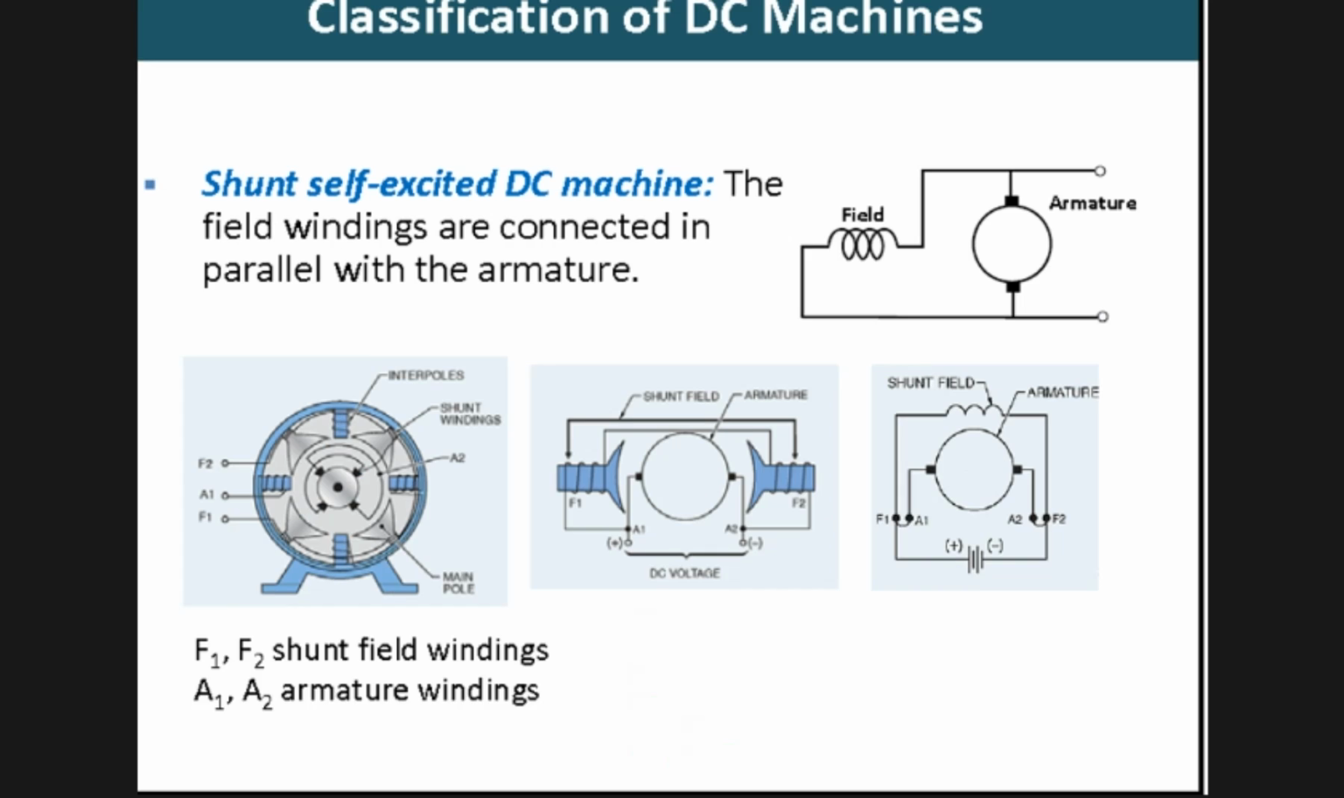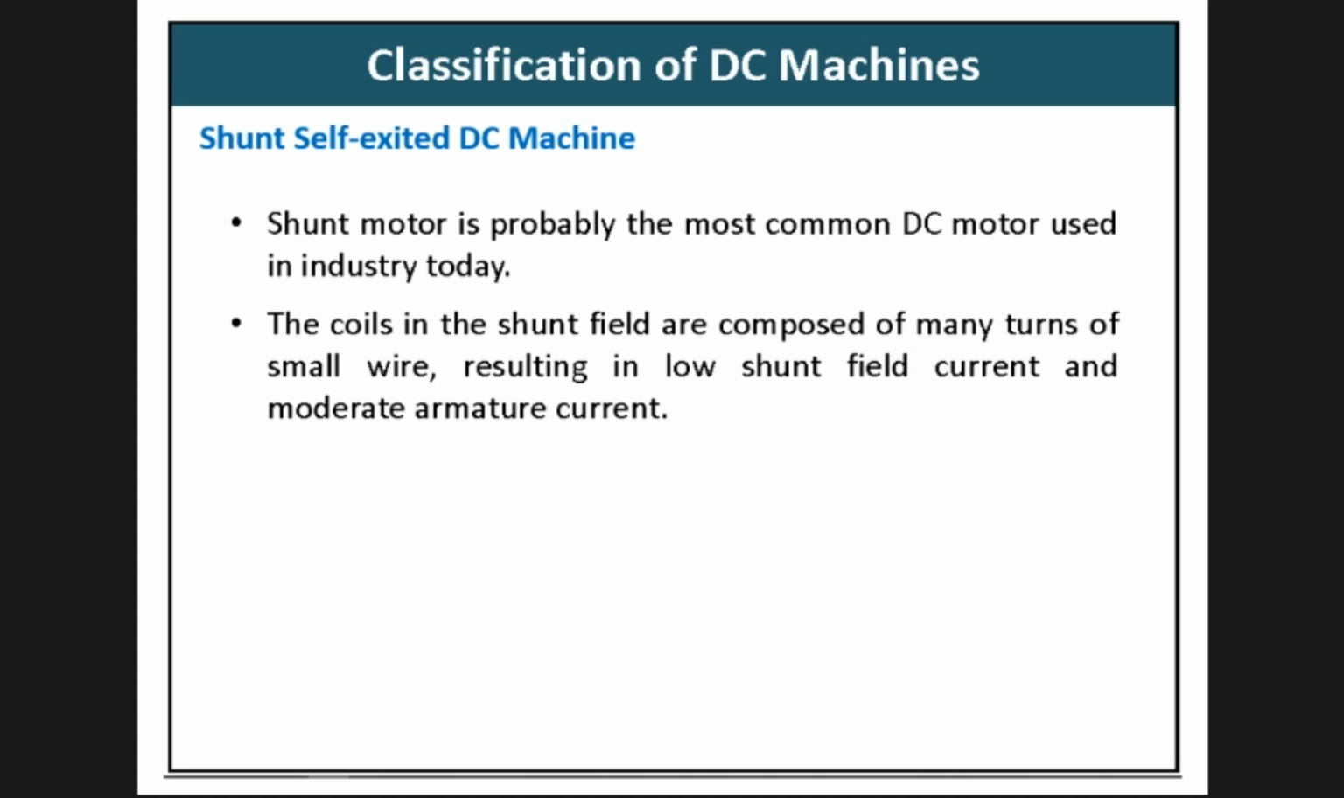So now let's look at the main features of the shunt self-excited DC machine. Shunt motor is probably the most common DC motor used in industry today. The coils in the shunt field are composed of many turns of small wire. The field coil, not like in the series case, has many turns and the wire size is smaller because the current will be smaller, resulting in low shunt field current and moderate armature current.